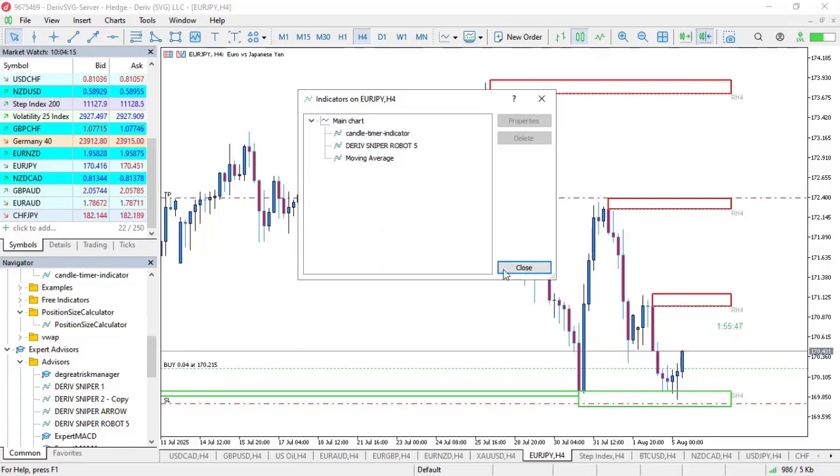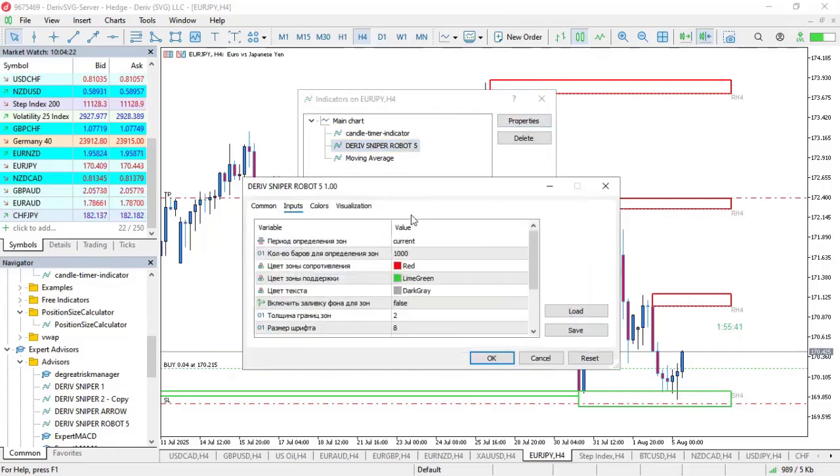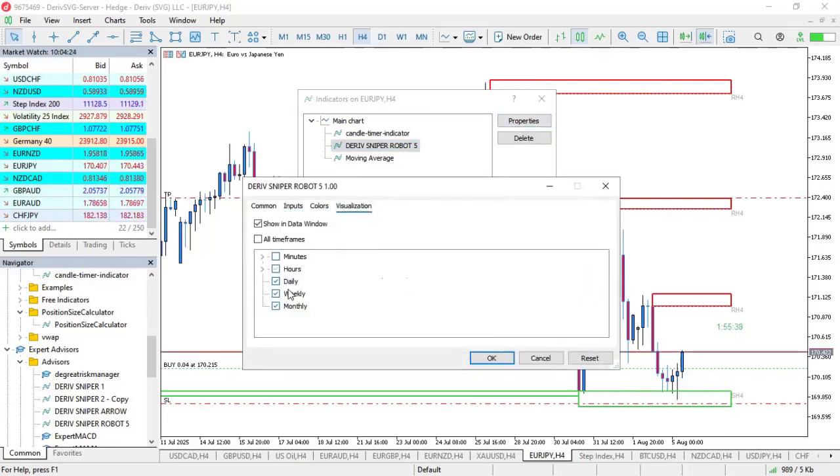At the end of this video, I'm going to show you how to install the indicator. The first thing is to click on the indicator, go to properties, then go to visualization. The setup is only on the hourly, daily, weekly and monthly, but mostly it's going to be on the 4-hour time frame. You don't need to look at the minutes, or even the weekly or monthly. Only on the 4-hour time frame.